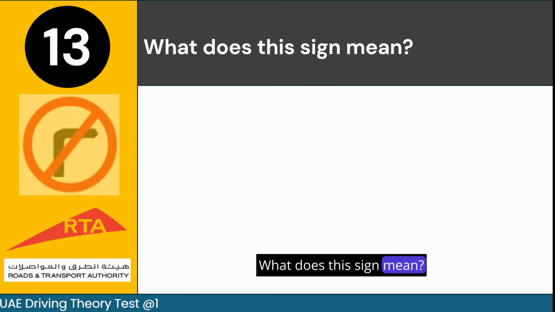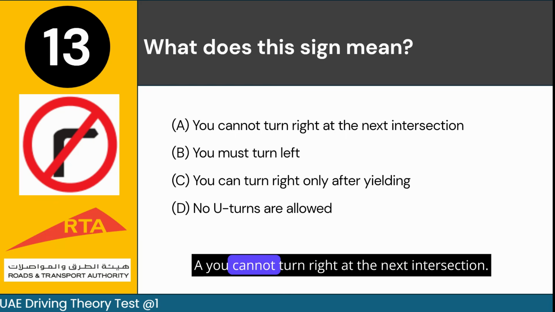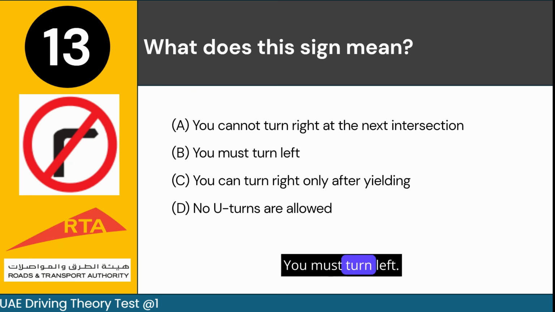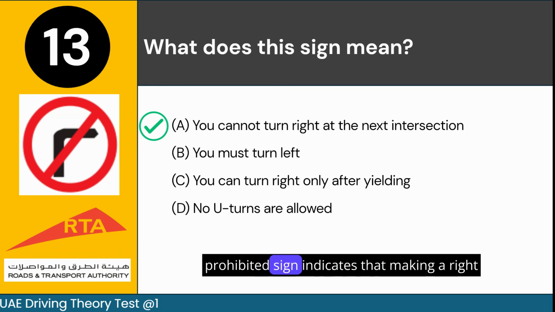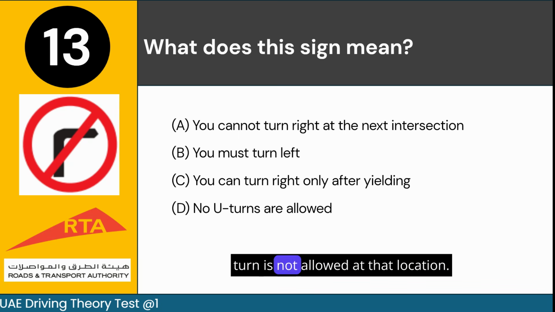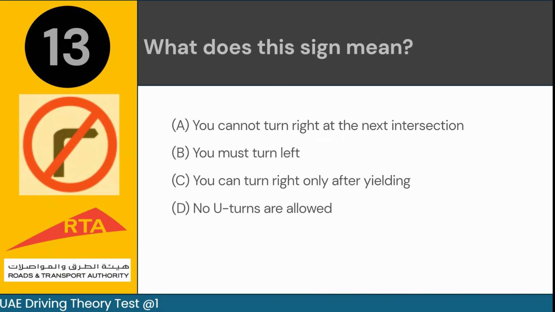What does this sign mean? A. You cannot turn right at the next intersection. B. You must turn left. C. You can turn right only after yielding. D. No U-turns are allowed. Answer: A. A right turn prohibited sign indicates that making a right turn is not allowed at that location.